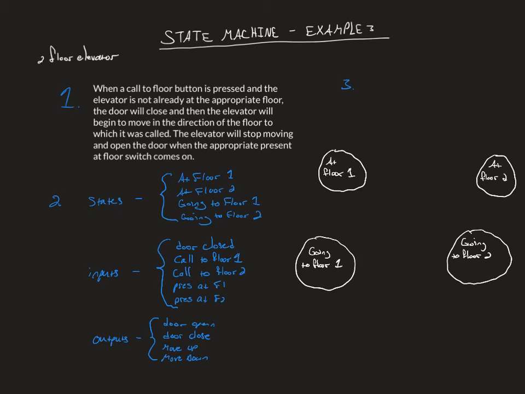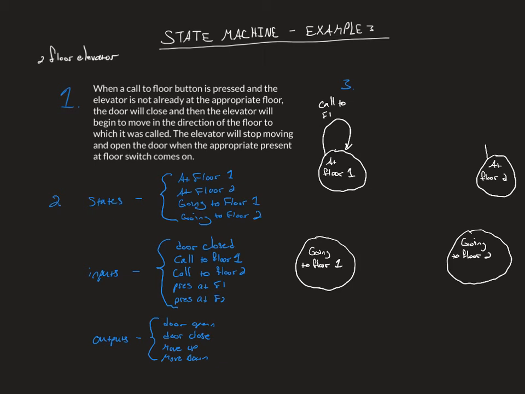So, there's a situation here where we're already at floor 1 and someone walks up and they're not really paying attention, right? And they press call to floor 1, in which case we're just going to stay right where we are. So that's a situation, again, where we're going to have a self-transition, right? So if we're in the state at floor 1, and someone presses call to F1, well, we just stay where we are. And we're obviously abbreviating the input call to floor 1 as call to F1.